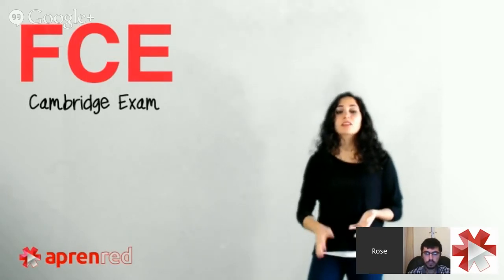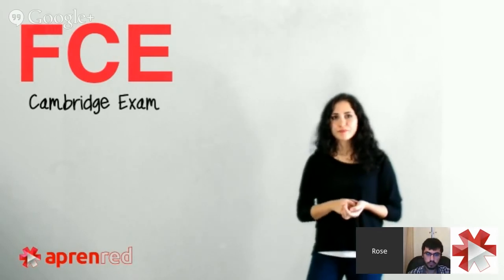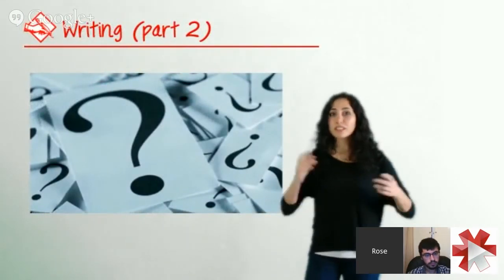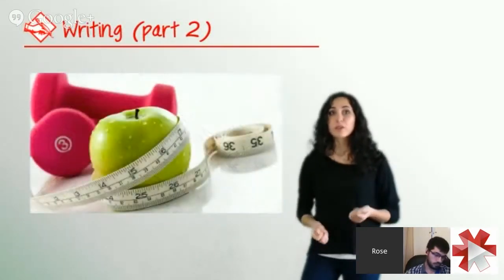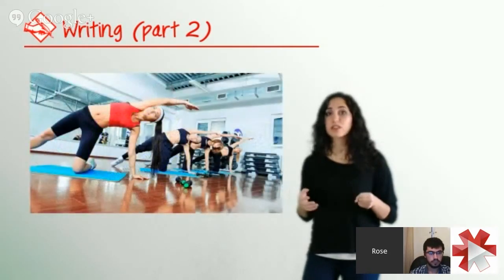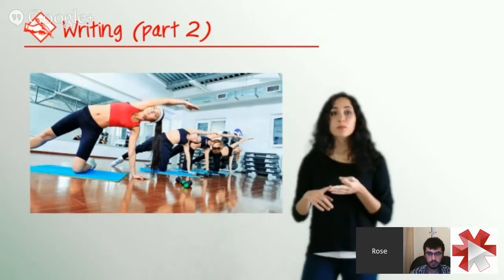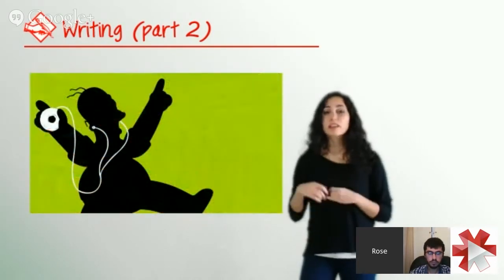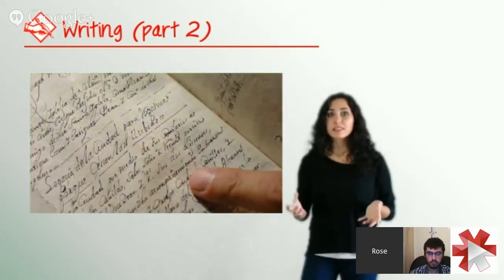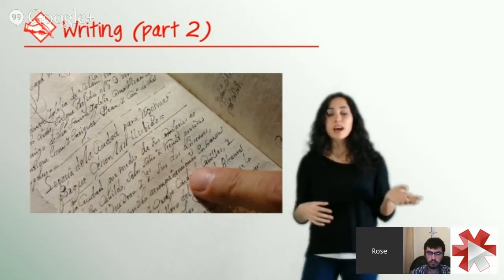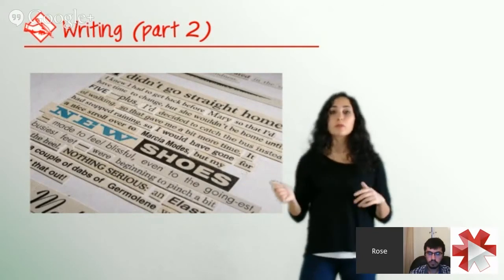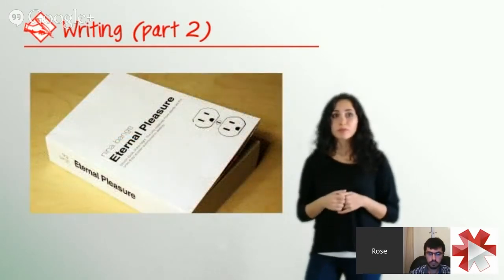Can you scroll down, please? The questions you will find in the writing part 2 are general questions based on a range of different topics, such as health, fitness, sports, music, education, technology, or visiting different places. This task may include any of the following types of writing, like I said before: an article, an informal or formal letter or email, a report, or a review.